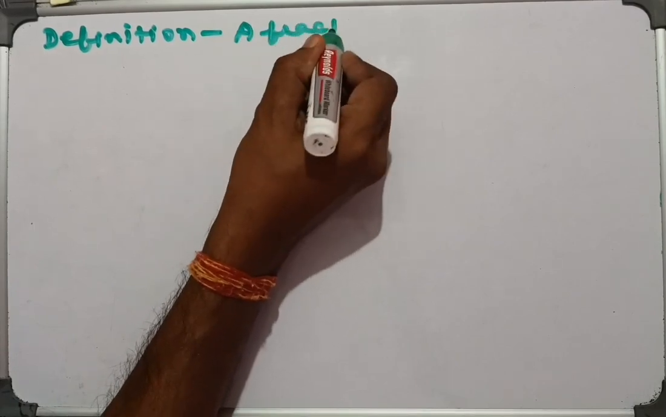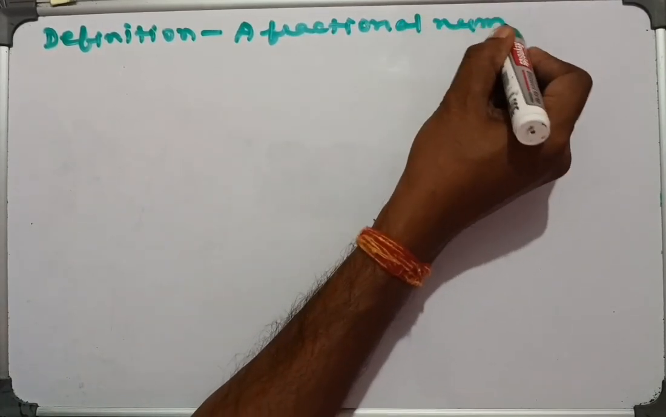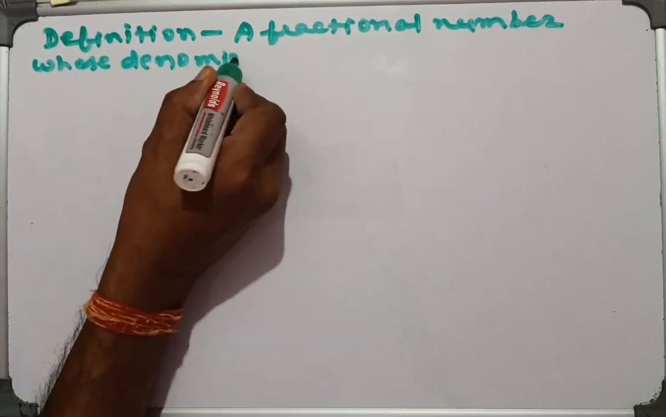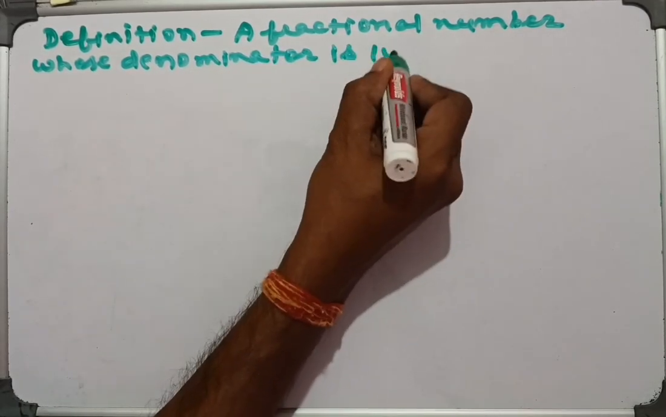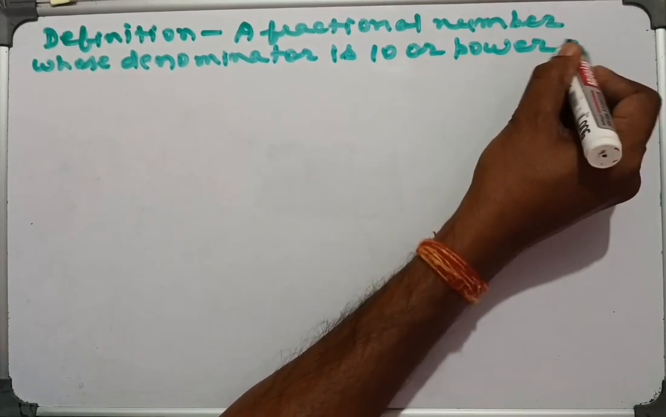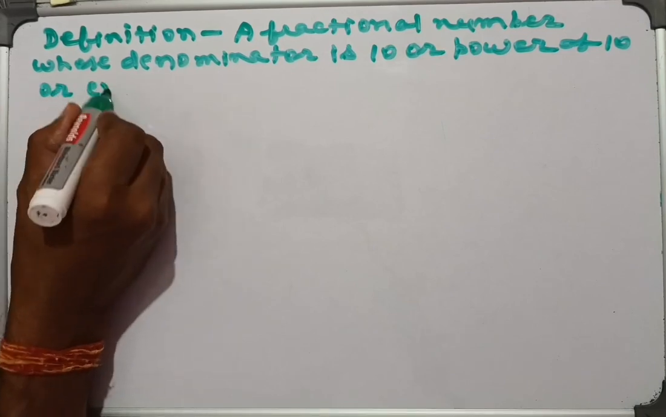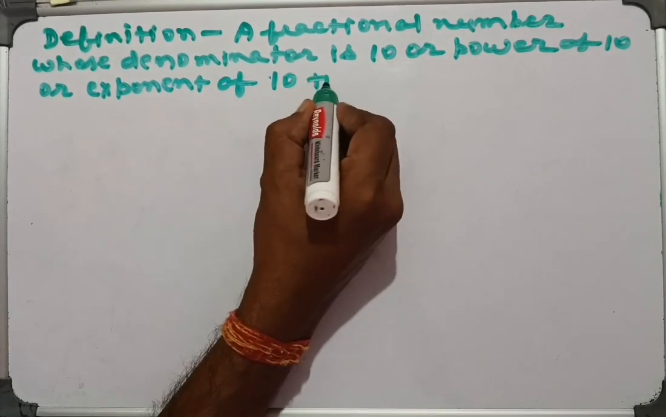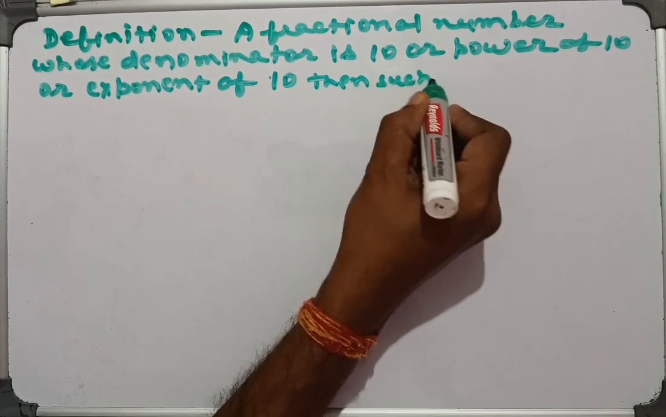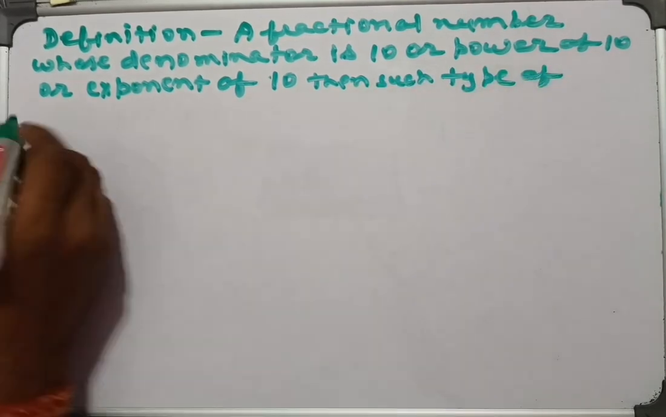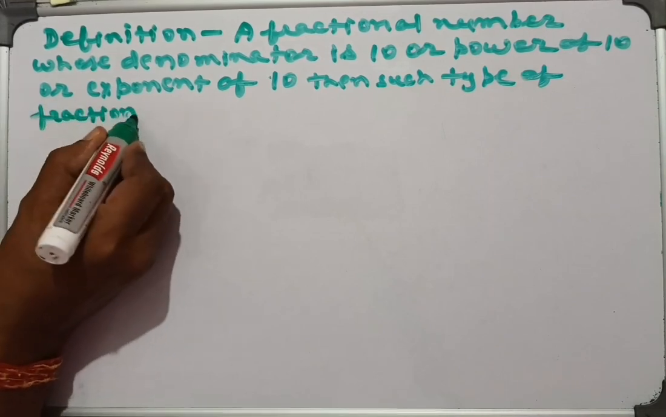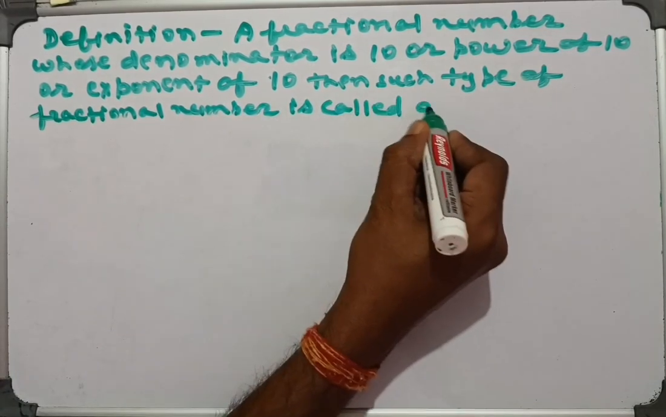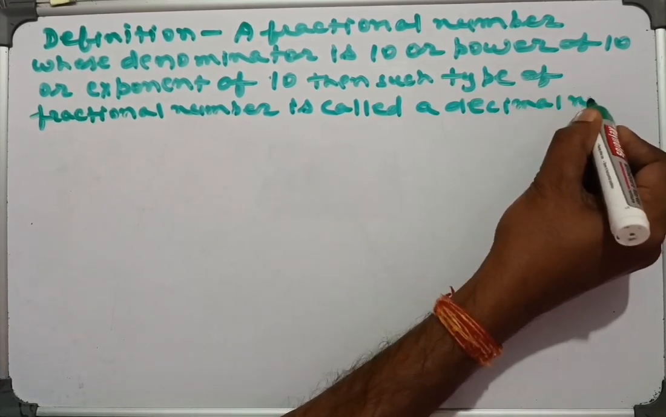A fractional number whose denominator is 10 or a power of 10, or an exponent of 10, such type of fractional number is called a decimal number.